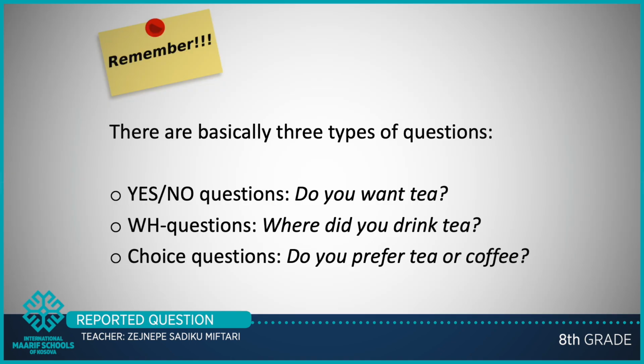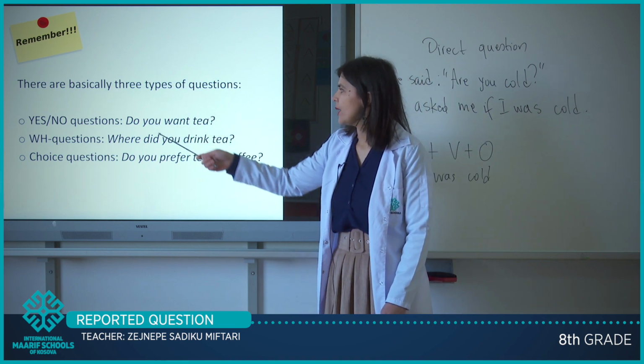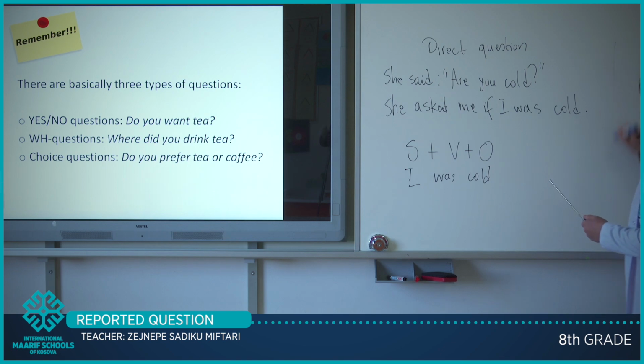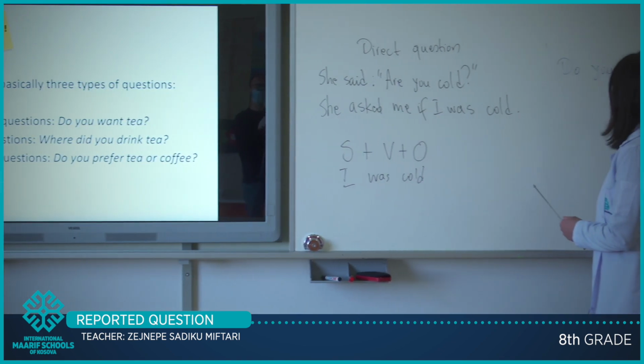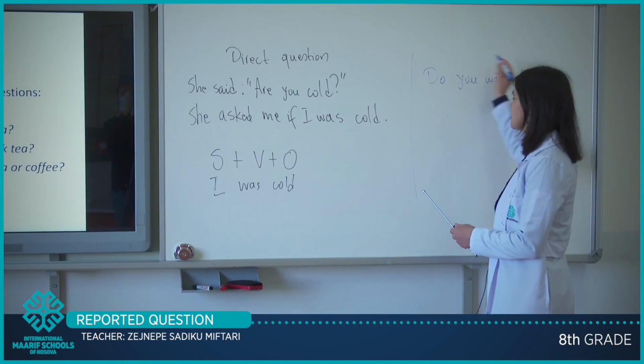Let's make a short revision of all that we have learned today. So there are basically three types of questions. The first group was yes/no questions. As we can see in the question, do you want tea? The question is in present simple.